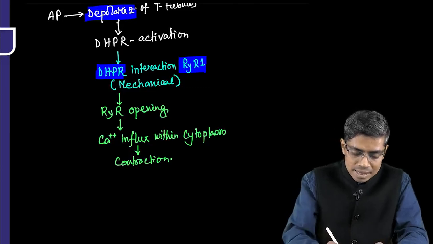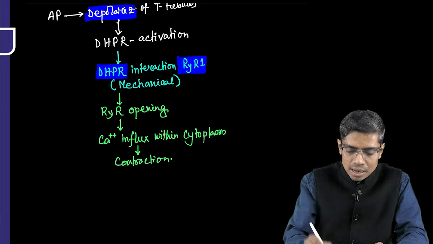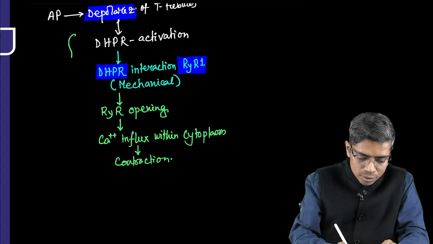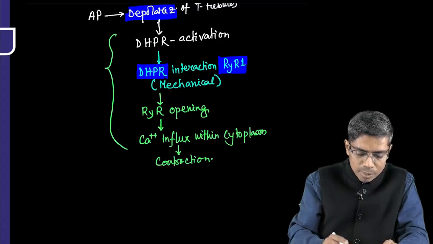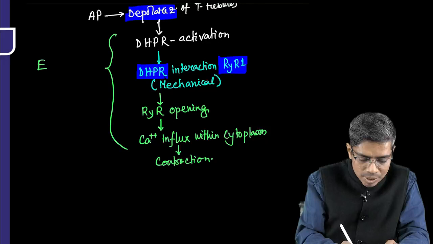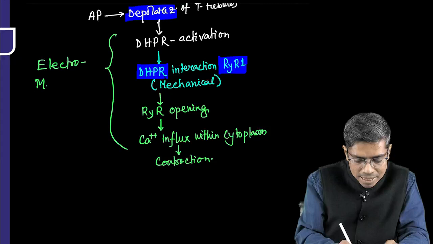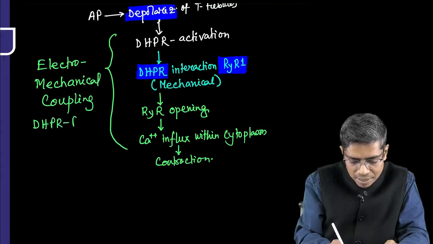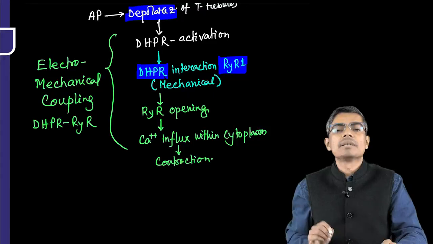So this DHPR and RYR coupling is known as electromechanical coupling in skeletal muscle. This is known as electromechanical, very important, electromechanical coupling between DHPR and RYR channel.